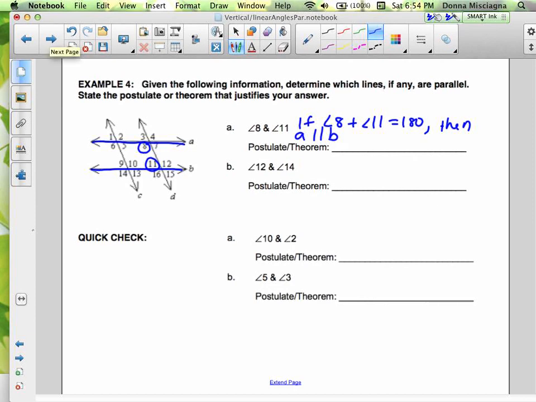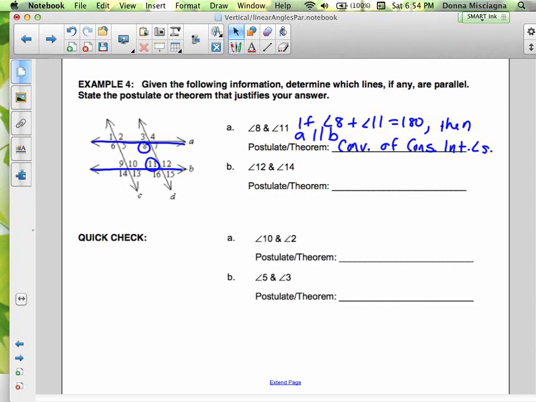The postulate or theorem we're using is the consecutive, and technically, because we're going the other way, we're proving the lines parallel rather than knowing which angles are congruent given the lines are parallel. Technically, this is the converse of the consecutive interior angles postulate, but we have no more space. Leaving the word postulate off is not really a big deal.